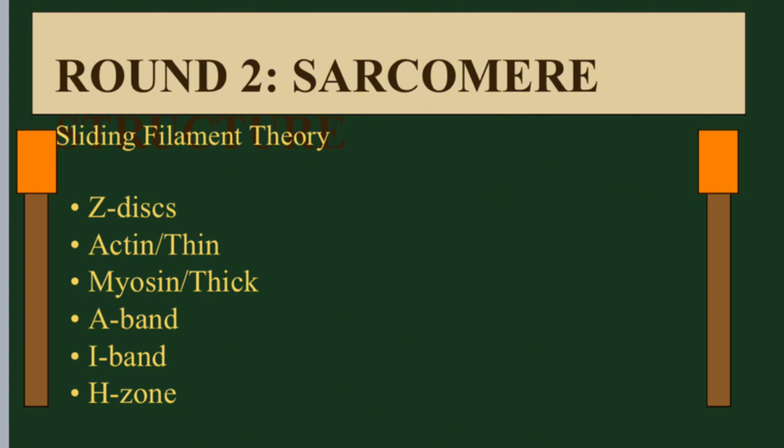Round 2 is sarcomere breakdown. Each contestant explains one structure and its role in contraction. Player A. The Z-disc is a boundary between sarcomeres and it anchors thin filaments. During contraction, the Z-discs move closer together, which shortens the muscle.